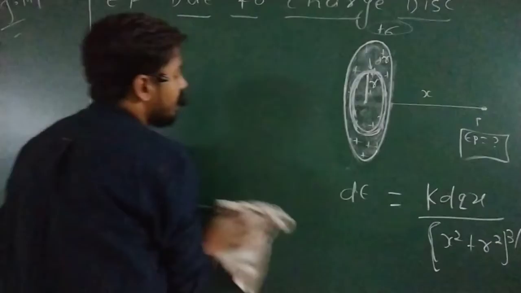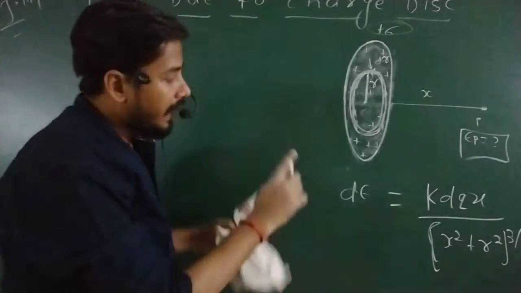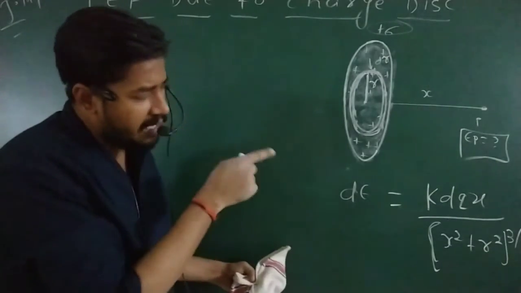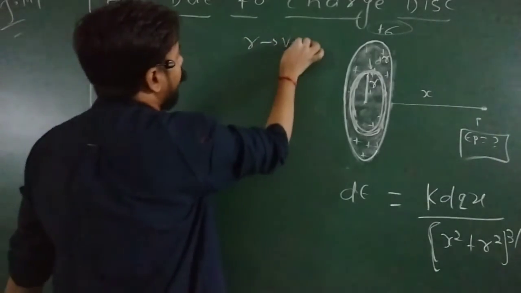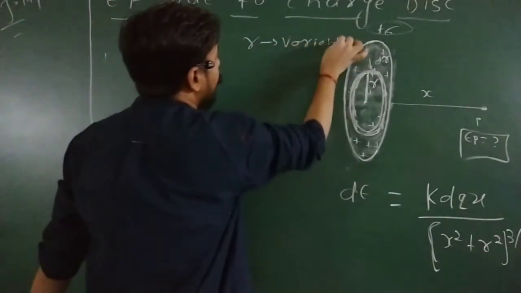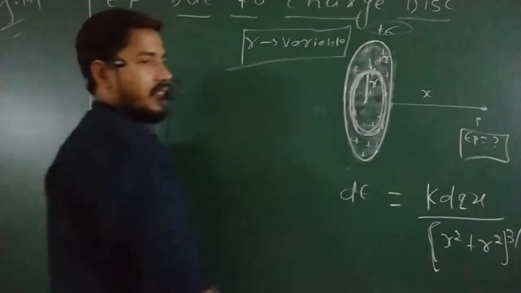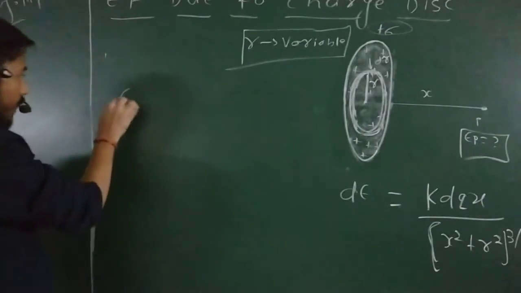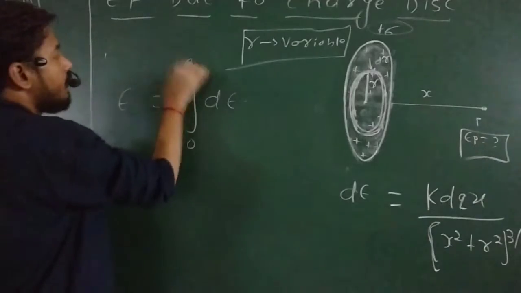And how many rings are here? Here are a lot of rings, and their radius is variable. So a simple question to you: here, is x variable or r variable? Simple, r is variable, x is not variable. R is variable because each ring has a different radius, and its limit I have already told you, 0 to R. So E will be the integration of dE from 0 to capital R.